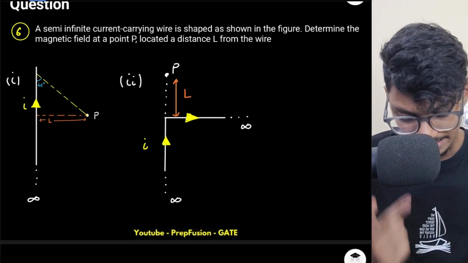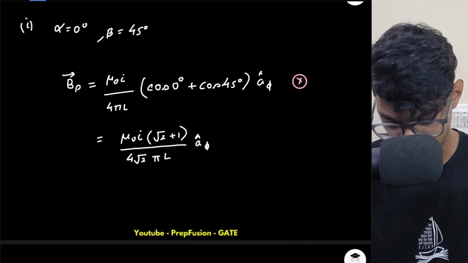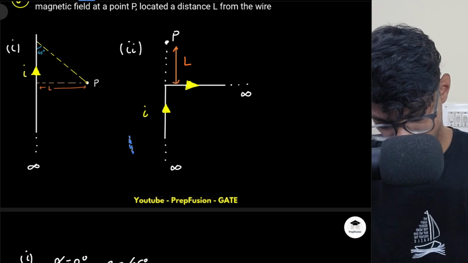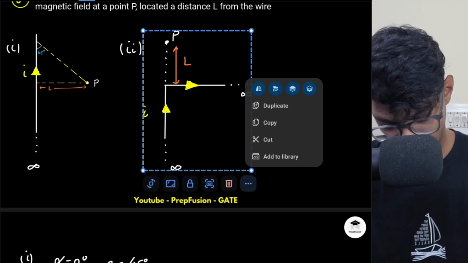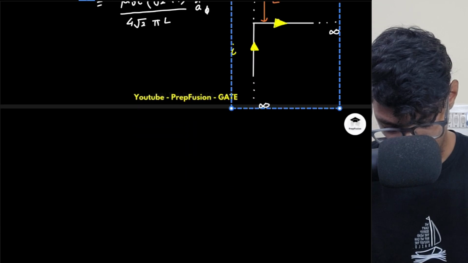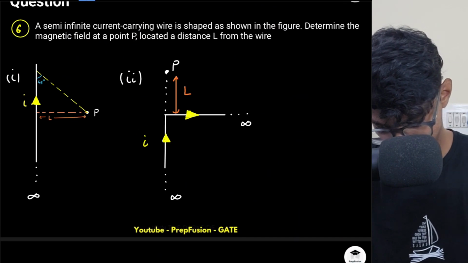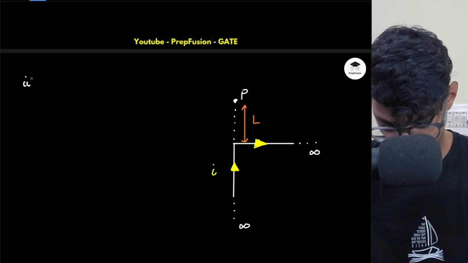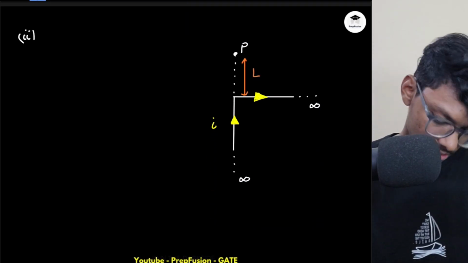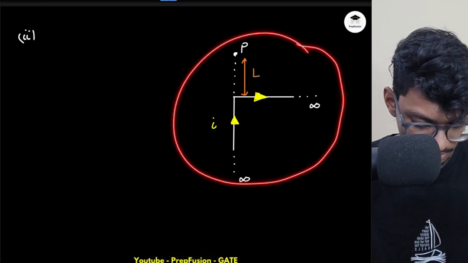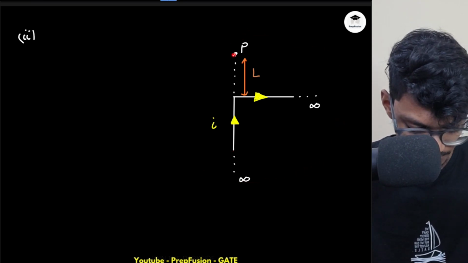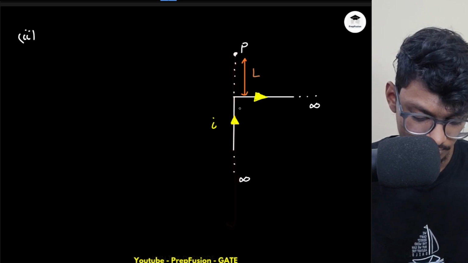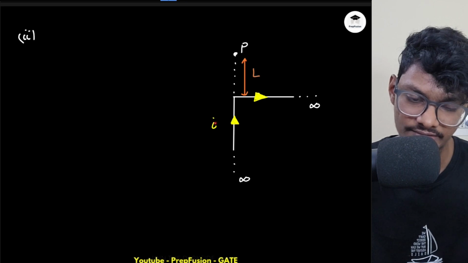Now what about this configuration? This configuration is actually interesting because can you tell me what is the alpha and beta here? Can you tell me what is the alpha and beta? So here if I observe from this end, from this point, what is the beta basically? Beta is 0. But what is the alpha, you might ask?